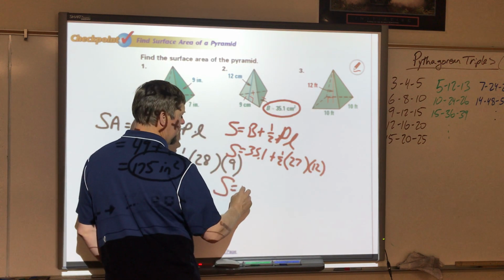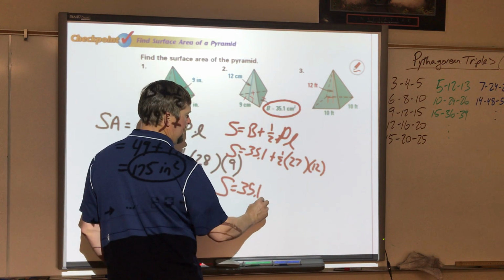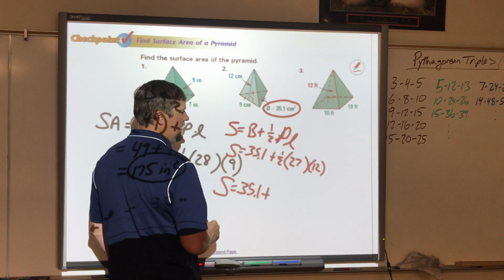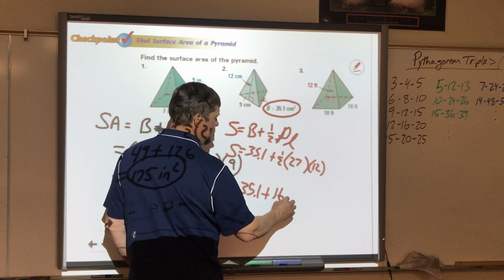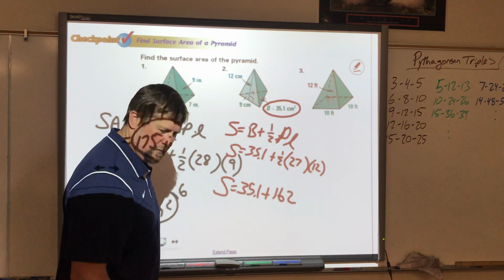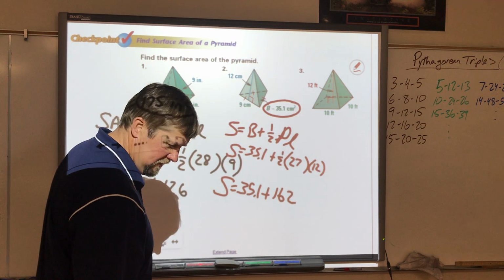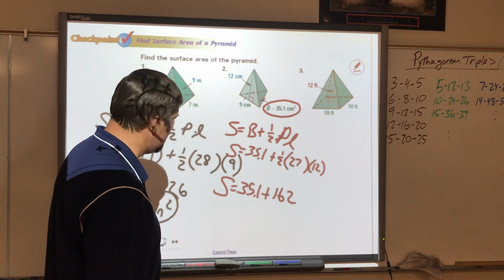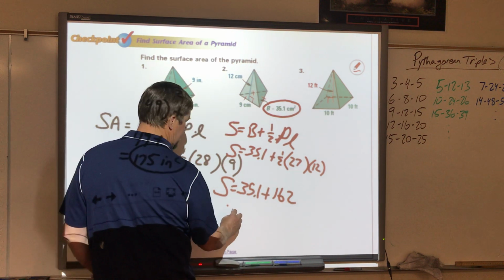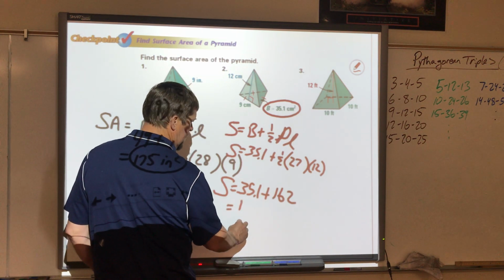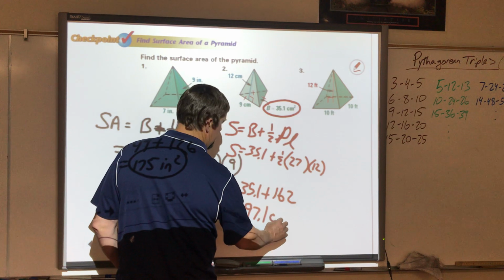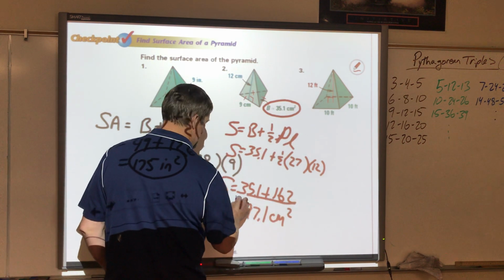So the surface area is 35.1 plus half of 12 is 6. 6 times 27 is 162, I believe. Let me just make sure. I think I'm doing this right, but 6 times 27, 162. Add these together, and you get 197.1 centimeters squared.